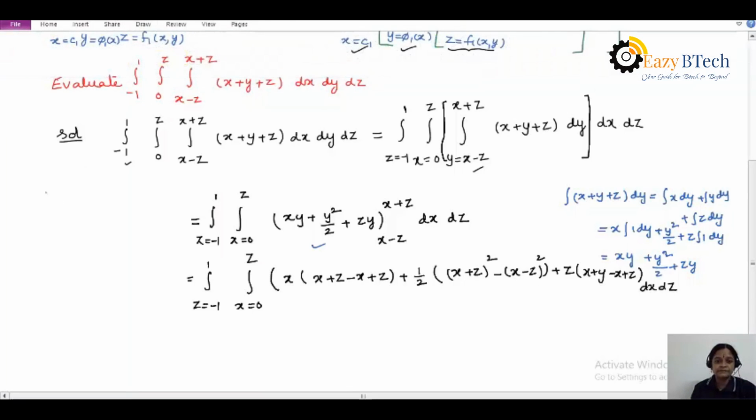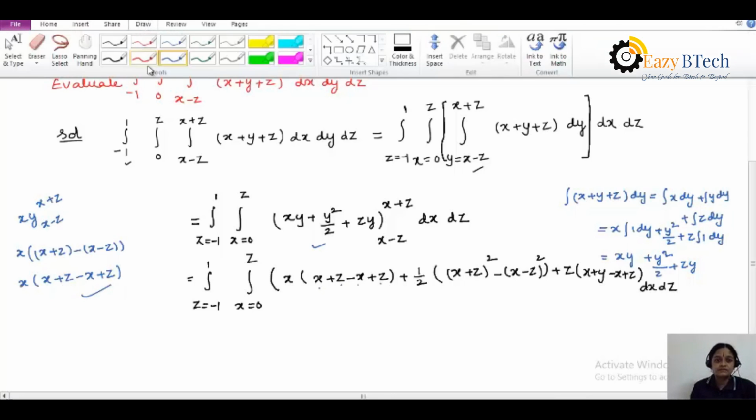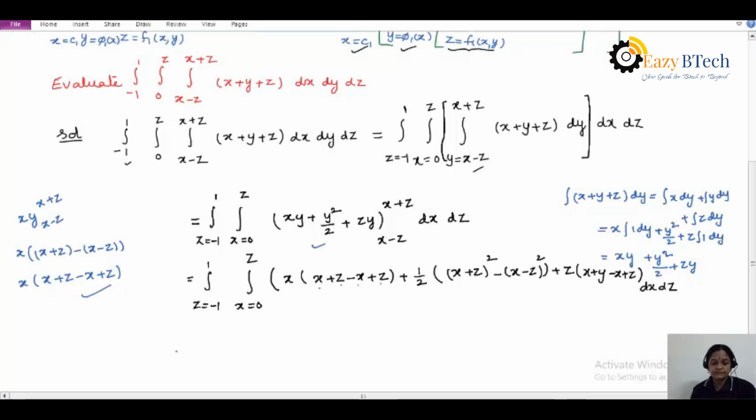I am writing here xy is there here, the first term, between the limits x minus z to x plus z. Then first one is upper limit x plus z and minus lower limit. Okay, then x into x plus z multiplied with minus x plus z. That one only I wrote here, x plus z minus x plus z. Similarly for the last term also. So now I am doing the simplification of this one.